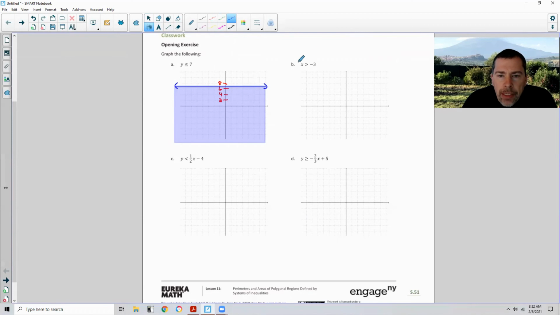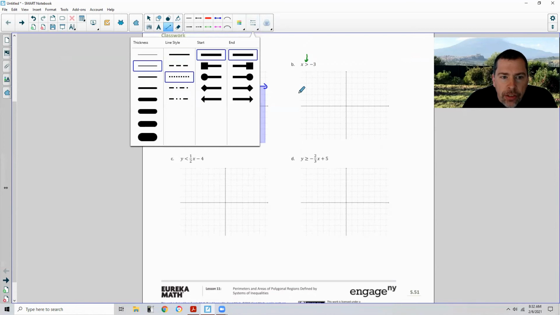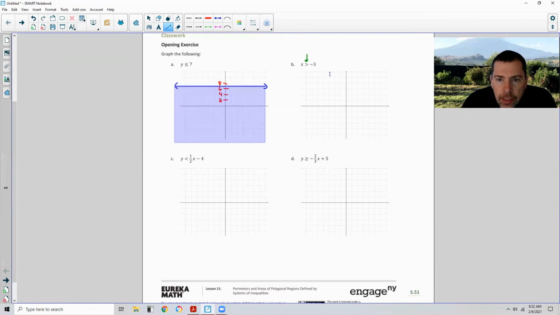Okay, B, x is greater than negative 3. So the first thing we need to remember, this is kind of review, there is no equal sign. So when I draw my line segment, I need it dashed. It does not include that value. And x equals negative 3 is 1, 2, 3. This one is on the graph. So this is the line x equals negative 3, but it's dashed because there's no equal sign.